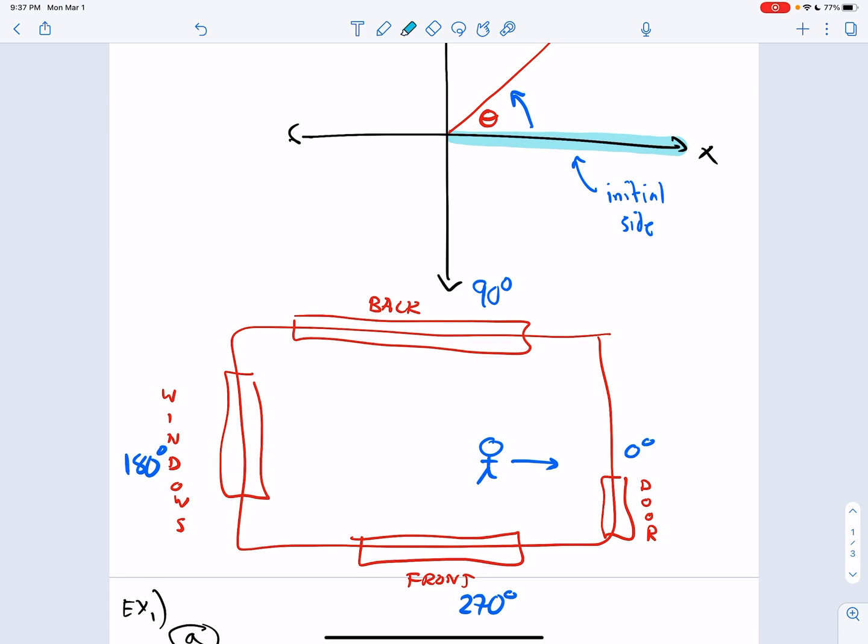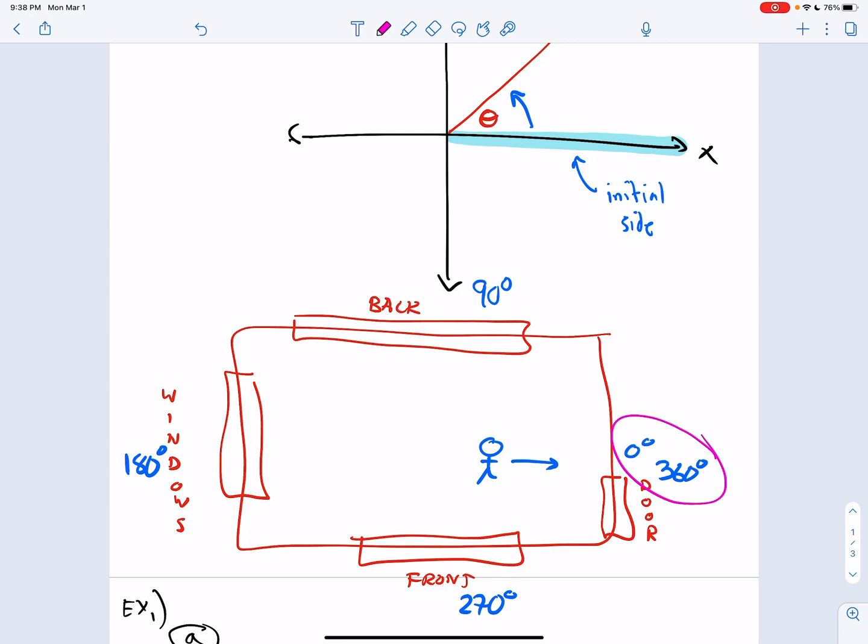Okay, so if I were to spin in a full circle, notice how I'm still ending up facing the door. So here's what we noticed. Whether you're at 0 degrees or 360 degrees, you're still facing the door. So these two angles right here, although very different in value, right? They are coterminal because they're still facing in the same direction.